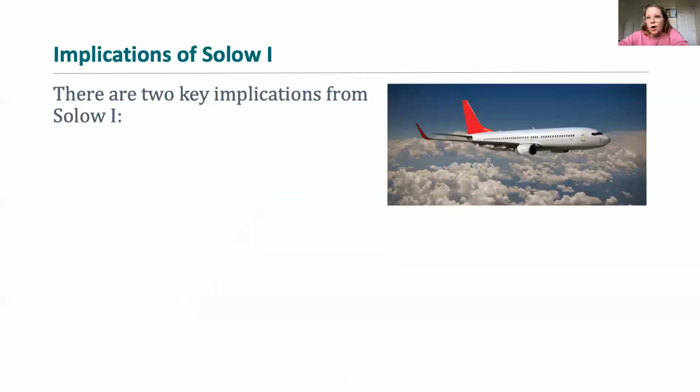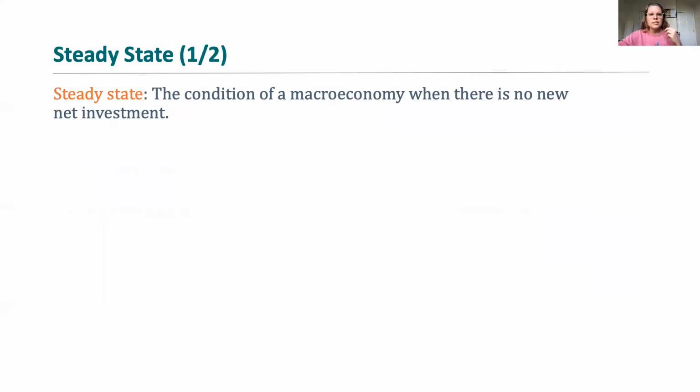All right, so all of that to say, this is the basis for the Solow model of growth. And there are 2 implications. If everything about this model is true, it means that the 2 implications, which I'm going to cover on the next slides, are a steady state implication and a convergence implication. So steady state, what this model is implying is that there's a condition inherent in the macro economy of no new net investment, right?